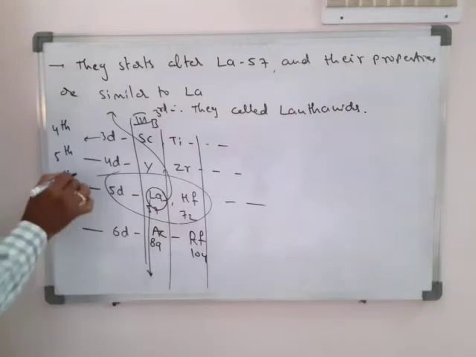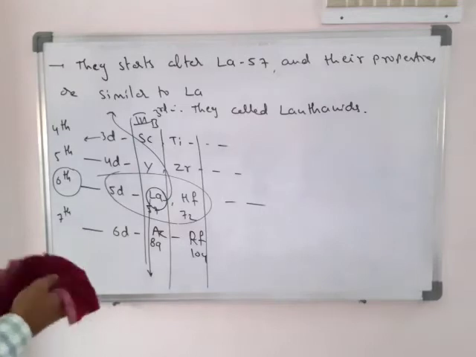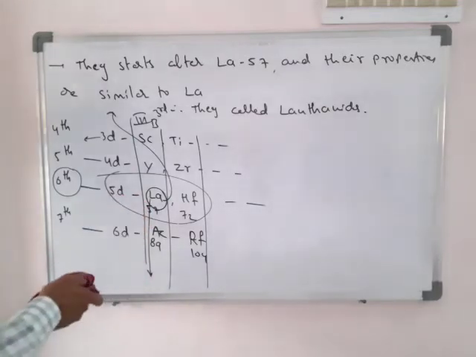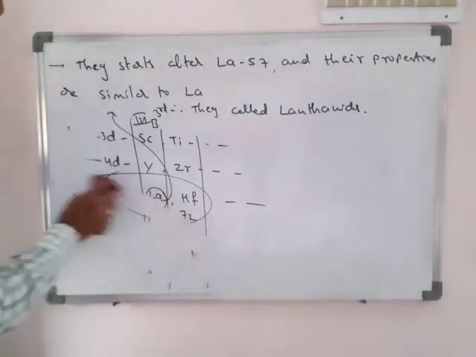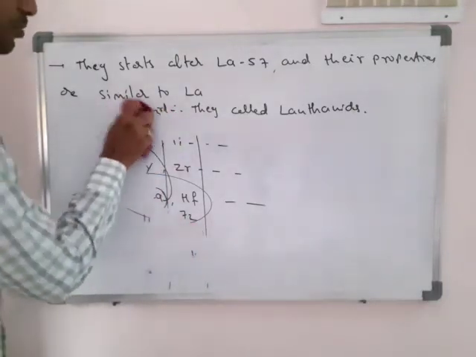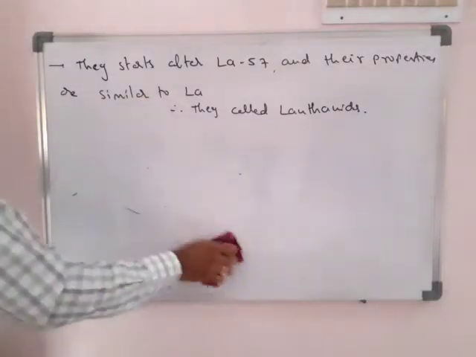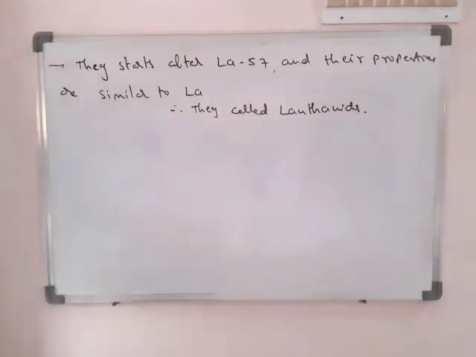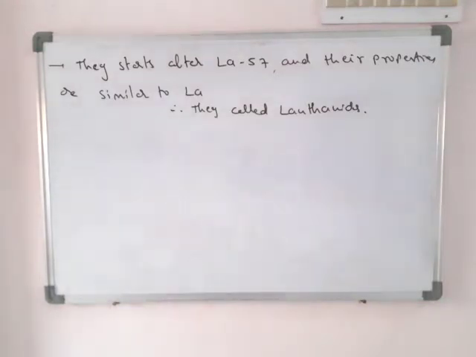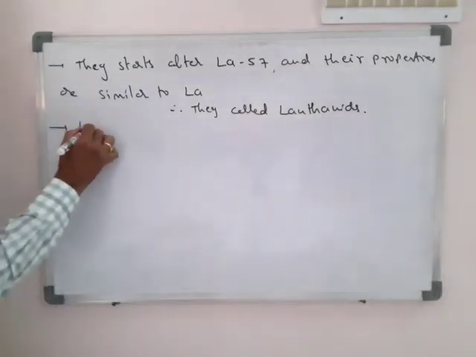In which period do they belong? They belong to the sixth period. So from the bottom, the main bottom one is the seventh period, and the last one here is the sixth period. Now we can write which group and which period the lanthanides belong to.